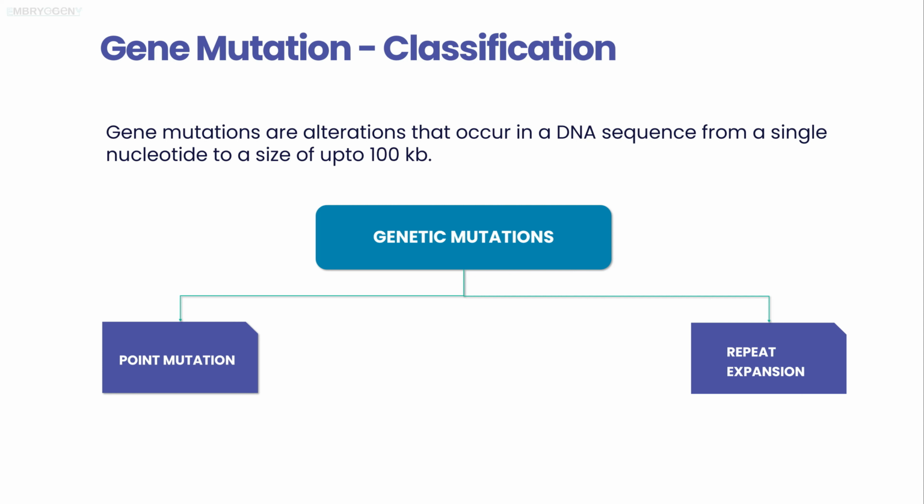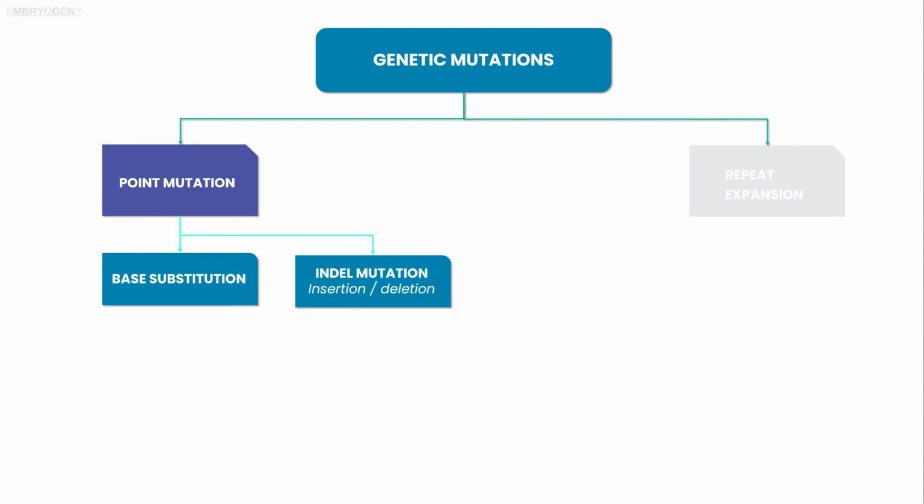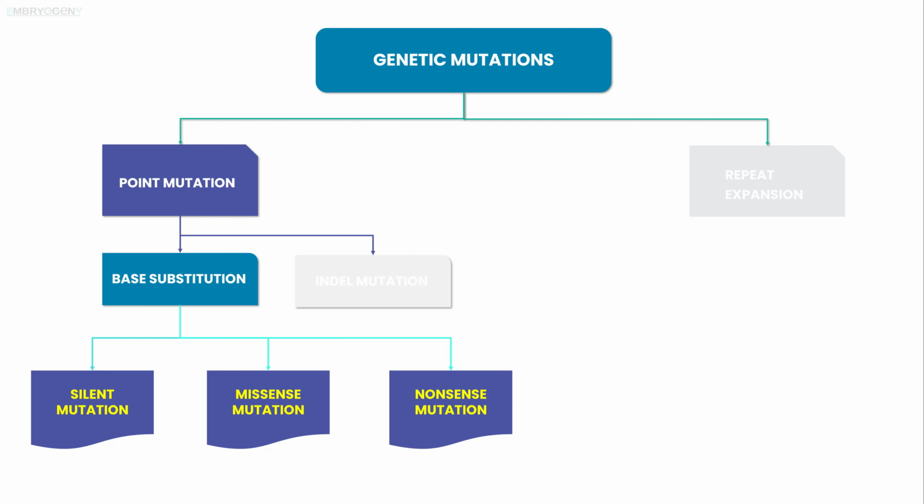Classification of genetic mutation is kind of difficult in a classification tree because of the overlapping elements. However, just for the sake of simplification of this lecture, we would stick to this broad classification of the genetic mutation in either a point mutation or a repeat expansion. Point mutations can be of two types, either a base substitution or an indel or insertion or deletion mutation. Base substitution is subcategorized into silent, missense and nonsense mutation.